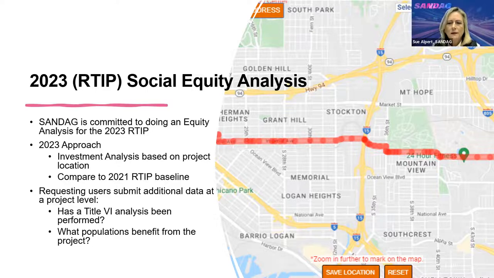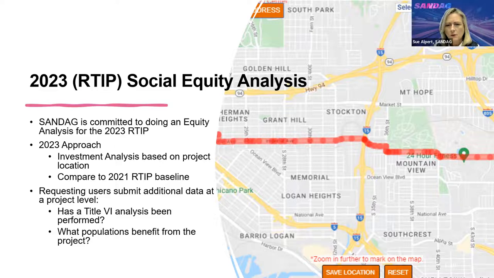Obviously, we understand that there are other considerations besides where a project is located that help to determine whether it is a benefit or a detriment to vulnerable populations. But we need more information that we've not been collecting to understand that benefit or detriment. So we've asked project sponsors for the 2023 RTIP to answer two new questions for every project that they submit.